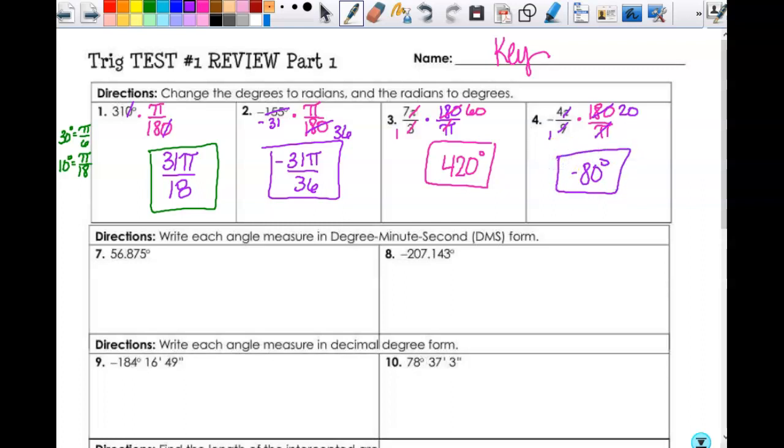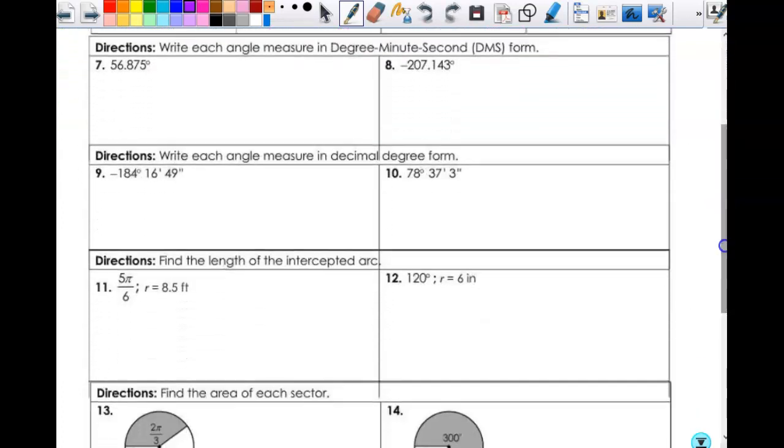All right, so numbers 7 through 10, these would definitely be calculator questions. So I would take 56, I know it's going to be 56 degrees, right? Then I'm going to take 0.875 and multiply it by 60, so that's going to give me 52.5, right? So that means this gives me 52 minutes. Then I take the 0.5 and multiply it by 60, that gives me 30, so that gives me 30 seconds.